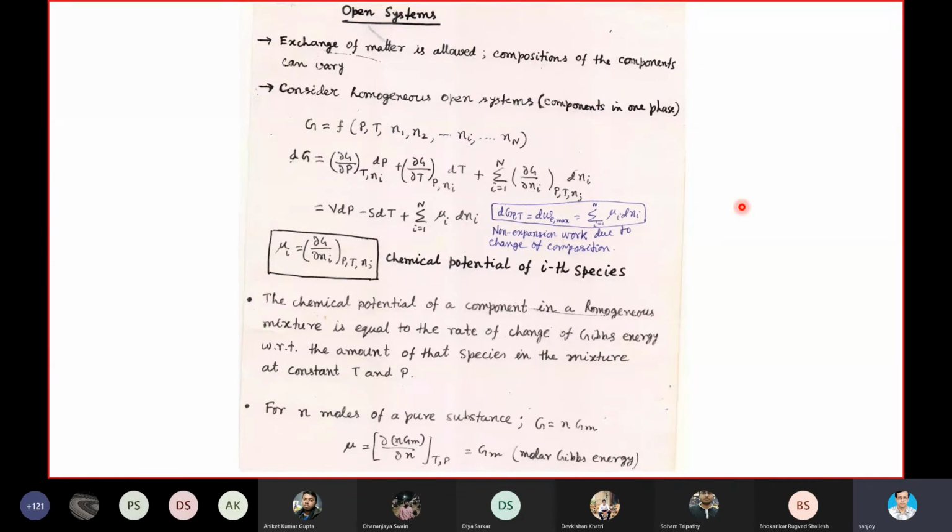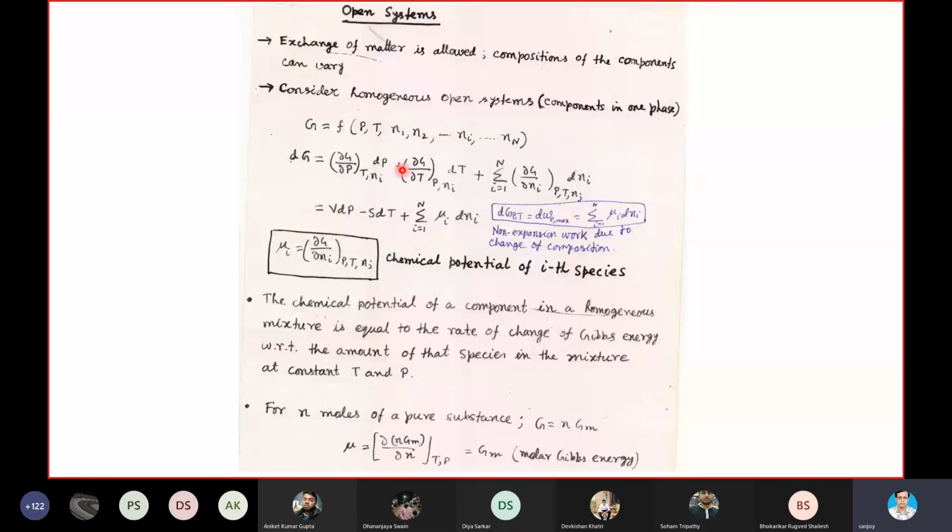Therefore, you need to modify or append your existing thermodynamic relations for a closed system to take care of the openness of the system. Now, in addition to pressure and temperature, composition is also a variable because it also changes. So you can write down the G like this. We already talked about it. If you take the complete differential, you get this type of expression.